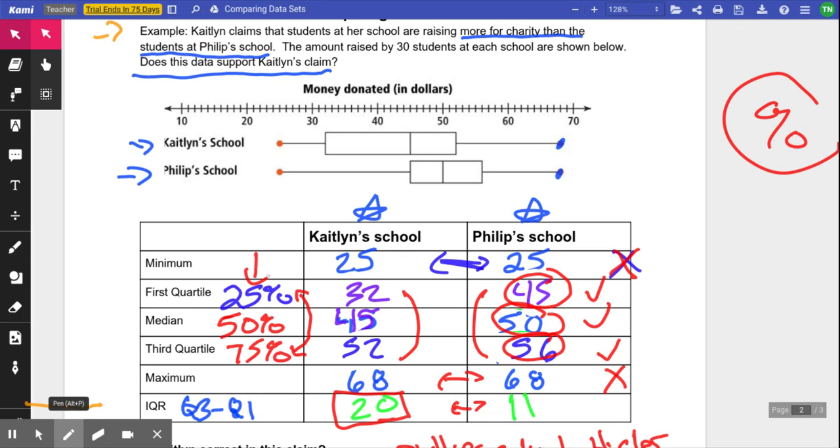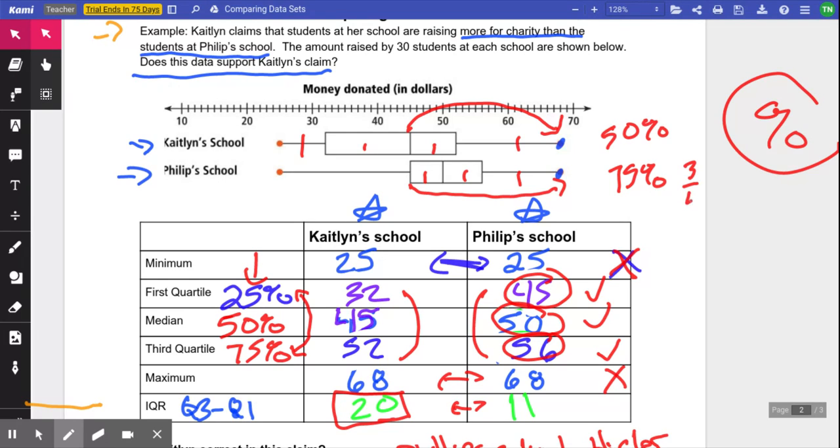I noticed at Caitlin's school, the top 50%, okay, so I'm seeing right here, this is 25%, another 25%, another 25%, and another 25%. So 25 plus 25, 50. This top 50%, so half of the students raised as much as, here's 25 plus 25 plus 25, 75% of Philip's school. So we're saying that 75% of Philip's school raised just as much money as only 50% of Caitlin's school. That's a big difference. That's 25% apart, right? That speaks volumes for itself. If you think of fractions, 3/4 of Philip's school did what 2/4 of Caitlin's school did.